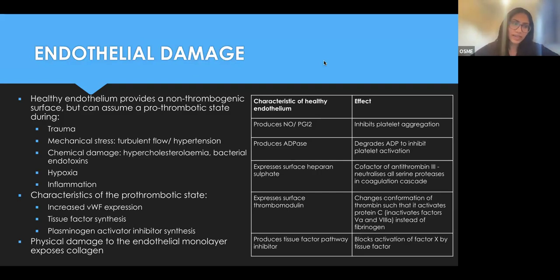And then when we have thrombosis, the endothelium has assumed a prothrombotic state. So it increases expression of von Willebrand factor. It starts synthesizing more factor 3, tissue factor, and it synthesizes plasminogen activator inhibitor. So you reduce fibrinolysis. And the stimuli that cause this prothrombotic state or endothelial dysfunction include trauma and mechanical stress, chemical damage, and hypoxia. And then the final way that the endothelium contributes to thrombosis, obviously, is when you have physical damage and you expose the subendothelial molecules, as I mentioned before.